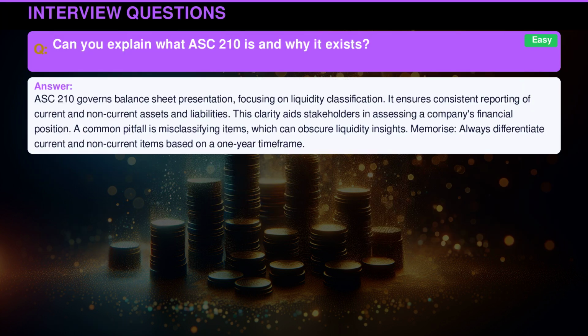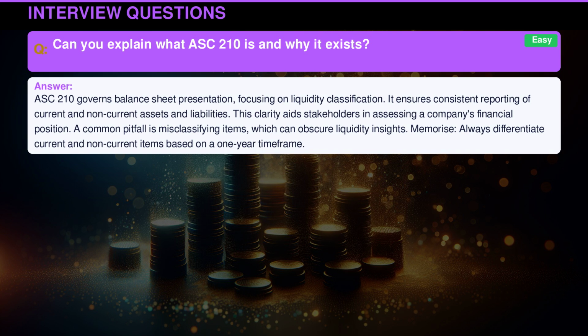ASC 210 governs balance sheet presentation, focusing on liquidity classification. It ensures consistent reporting of current and non-current assets and liabilities. This clarity aids stakeholders in assessing a company's financial position. A common pitfall is misclassifying items, which can obscure liquidity insights.